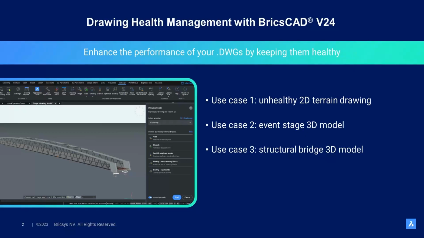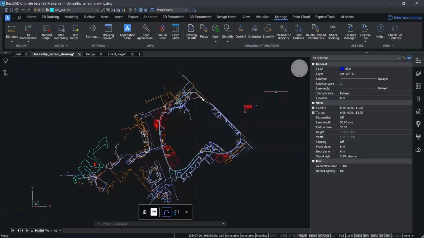Based on positive feedback from our users, we've continued the development of this tool, for example, by adding a new task that corresponds to the overkill command, or by enhancing the routine management to allow multi-import and export, and also by making the result panels more interactive. Now, I'll walk you through 3 use cases from completely different industries, where applying drawing health yields some tremendous advantages. So, it's time to dive in and see how drawing health performs in action.